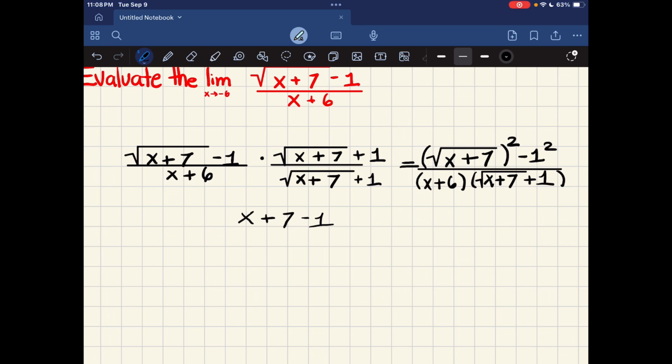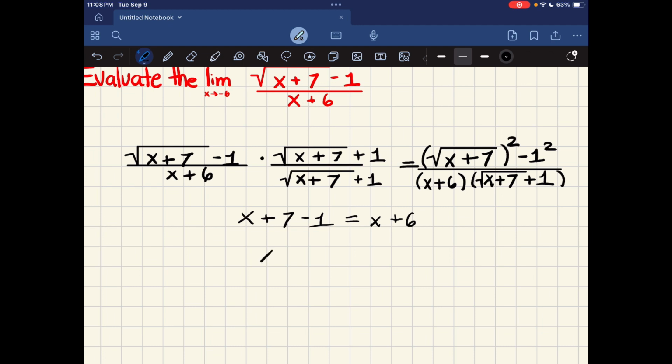And then when we add this up, 7 minus 1 is 6. And then we just leave the variable as it is, so x, and then plus 6. So since it's x plus 6, we're going to replace the numerator with that. So that's the new numerator. We're going to rewrite the fraction, but we just leave the denominator as it is.